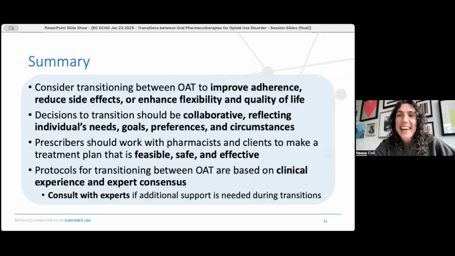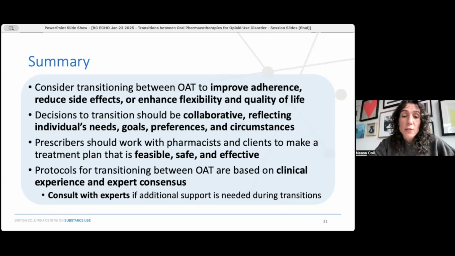So we've gotten through the end of the didactic portion, and I will just remind everyone that, again, we consider transitioning OAT options to improve adherence for a patient, reduce side effects, enhance their flexibility and quality of life, or meet their goals in terms of unregulated opioid use or cessation of use. These decisions should be collaborative. They should reflect the person's needs, preferences, and circumstances in front of you.